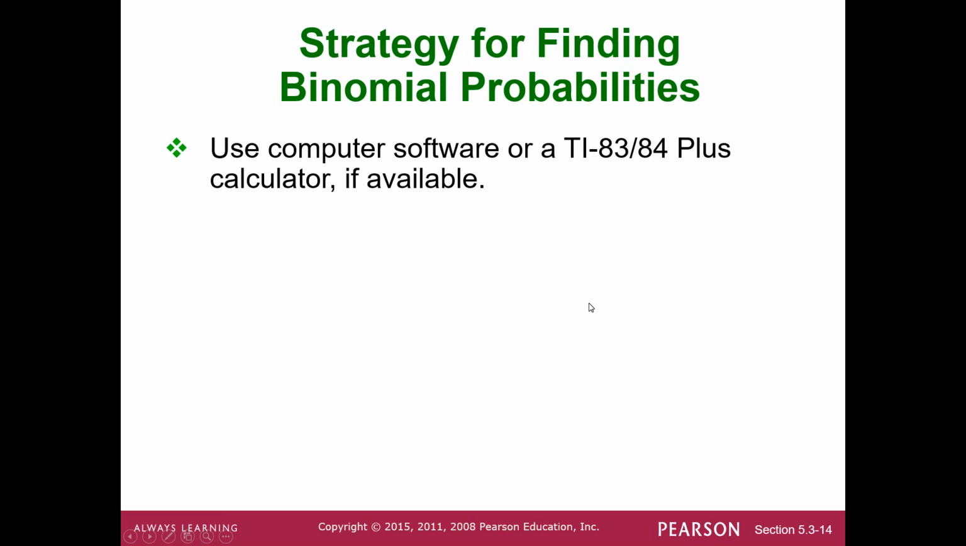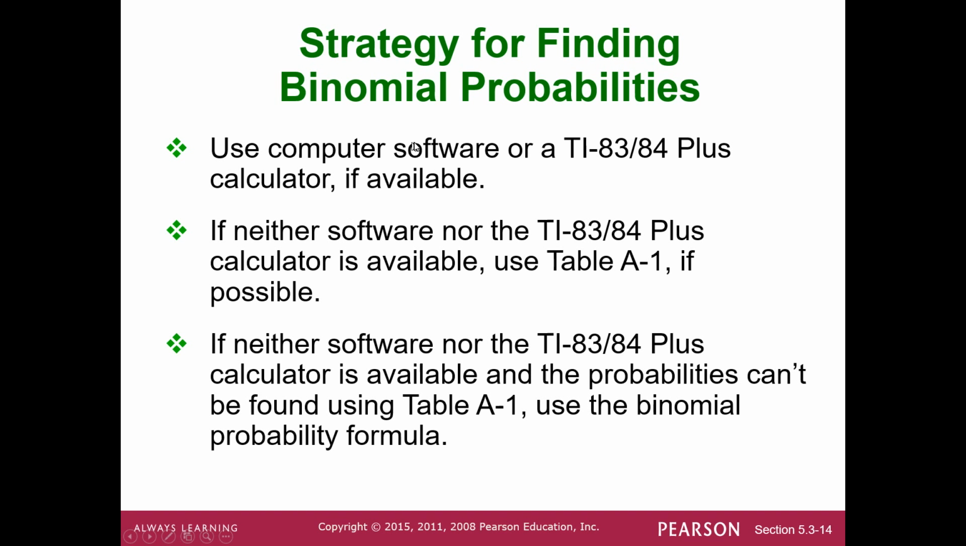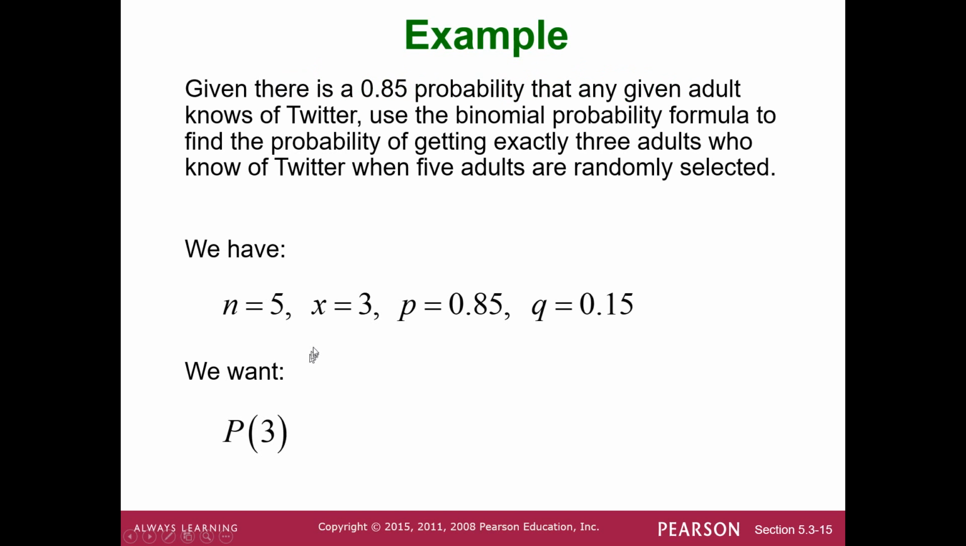So now let's look at some of the strategies on how you should approach these problems. Quite frankly, you should be familiar with how to do it on your calculator, how to do it with the formula, and if nothing else, how to use the table and get the answer. So now we'll do a problem. We're going to take that same problem that we talked about. The problem says, given that there is a 0.85 probability that any given adult knows what Twitter is, use the binomial probability formula to find the probability of getting exactly 3 adults who know of Twitter when 5 adults are randomly selected.